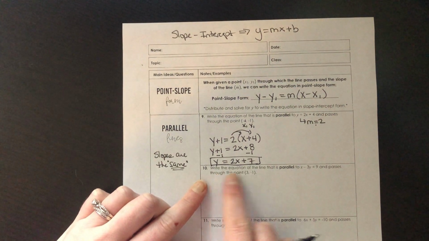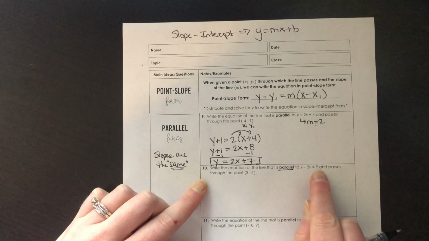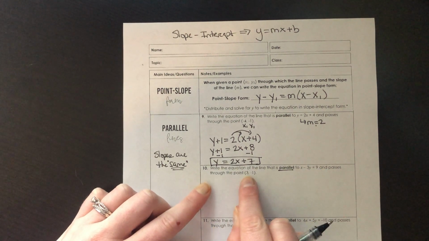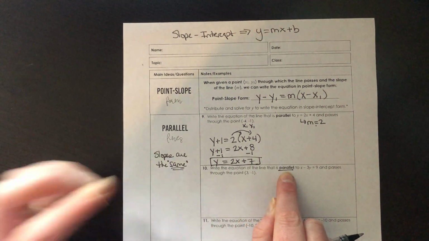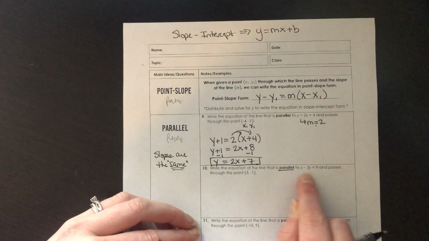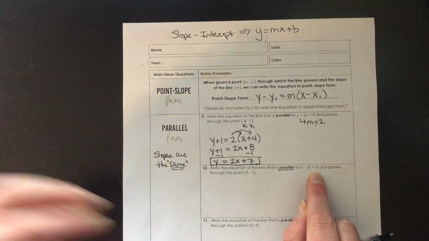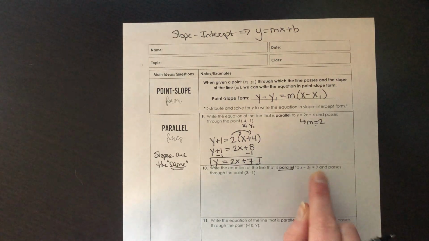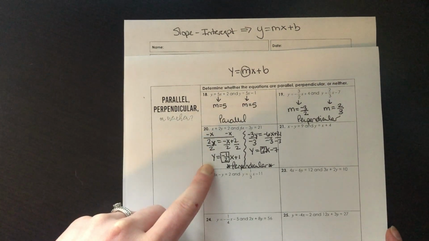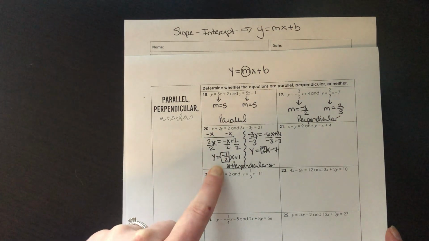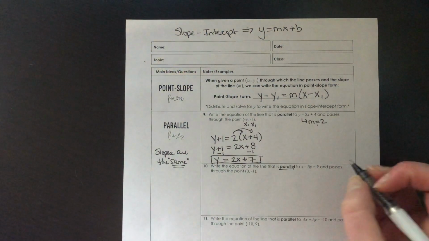So number 10, write the equation that is parallel to x minus 3y equals 9 and passes through the point (3, -1). Okay, so to be parallel, slopes are the same. However, this is not in y equals format. So the reason why I had you practice these problems is to get used to getting y by itself. It's in standard form. I need it in slope-intercept so I can see the slope more quickly.